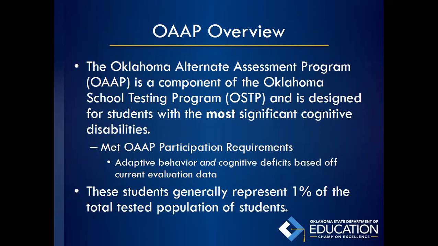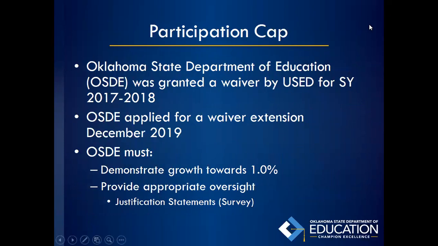These students generally represent 1% of the total tested population of students, and that 1% number is based off a national average. So Oklahoma, for the past 2 years, 3 years, we've exceeded that 1% participation.